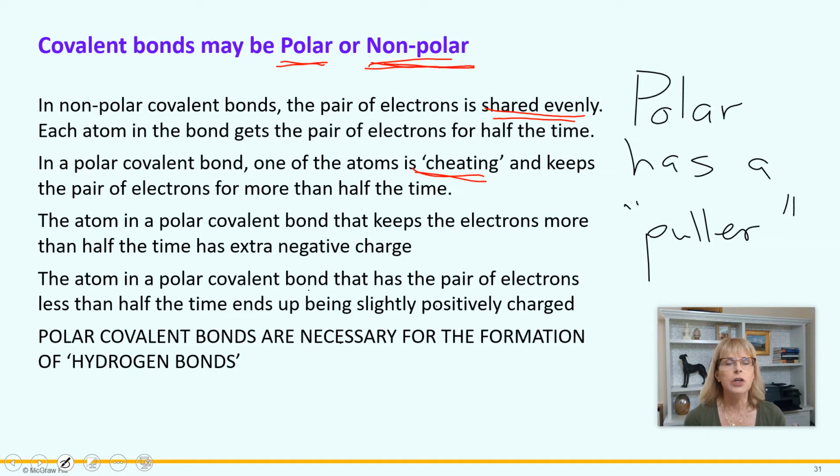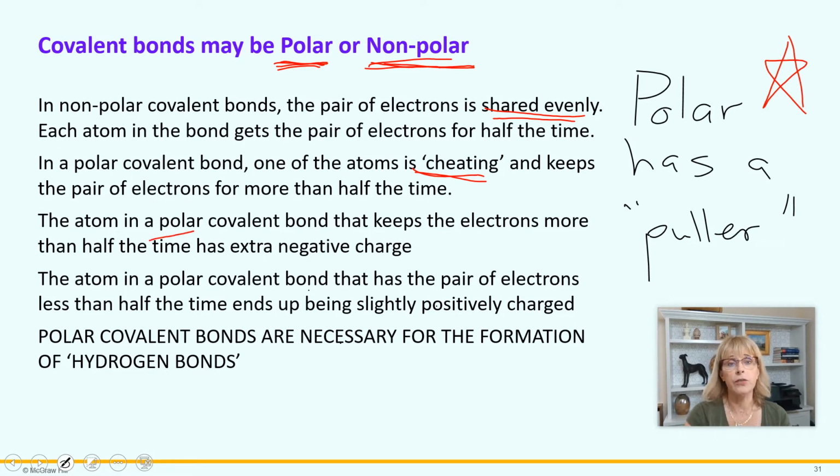So what if you got it Monday, Tuesday, Wednesday, and your friend got it Thursday, Friday, Saturday, Sunday? You'd be like, not fair. That's what a polar covalent bond is. So one way to remember it is in a polar covalent bond, one of those atoms is pulling the electrons towards it for more than half the time. So polar has a puller. One of those atoms is cheating.